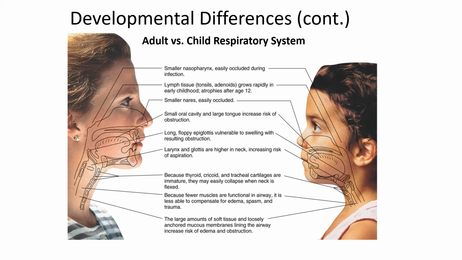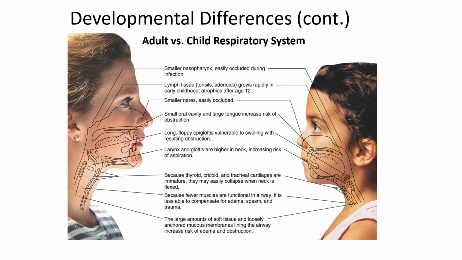The nose is smaller. Again, it can be easily occluded because of the smallness of the nose. The mouth is smaller and the tongue is larger. Well, the tongue can fall back and occlude the airway. If there is an issue with the hypotonia of the tongue, the epiglottis is long and floppy, so as a result it can become swollen with infection and occlude the airway.